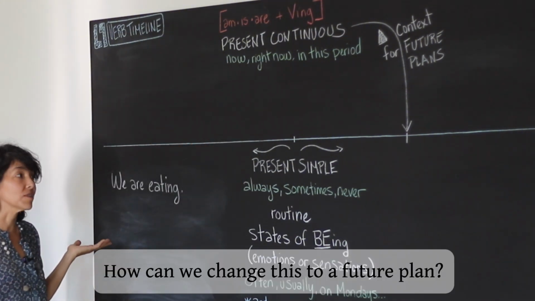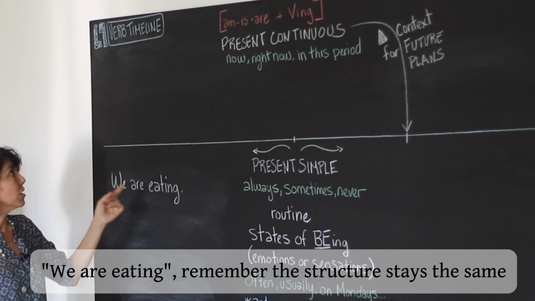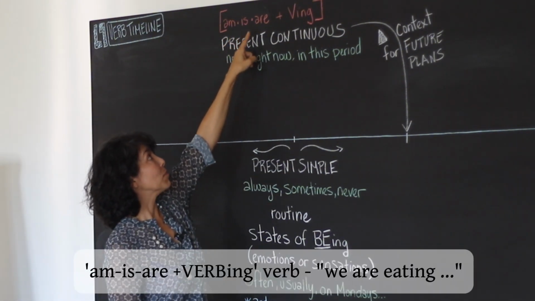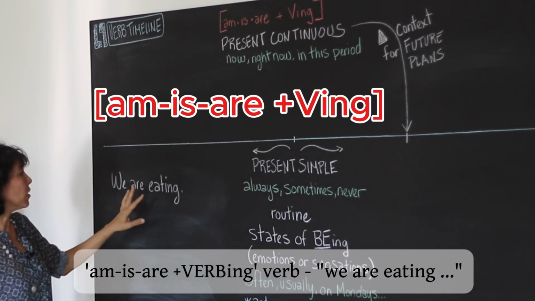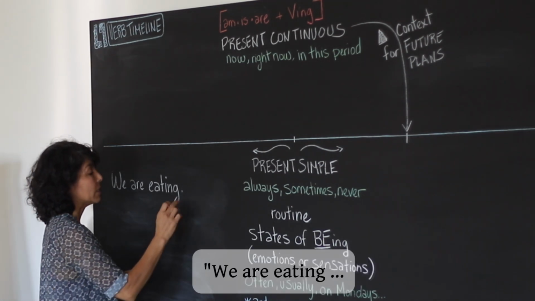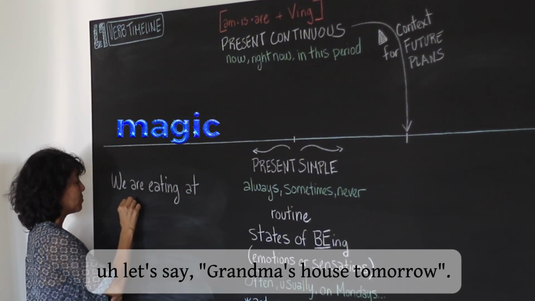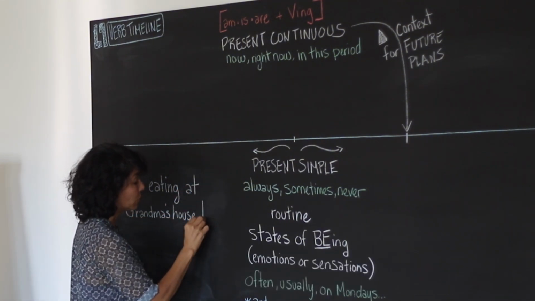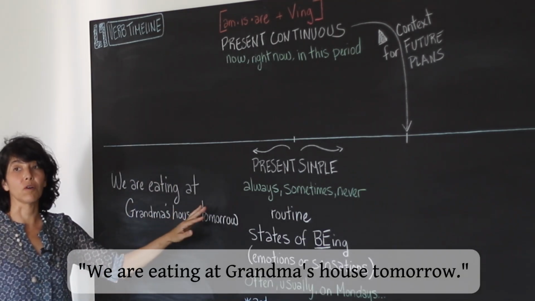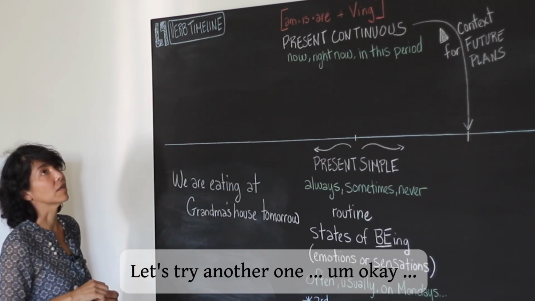How can we change this to a future plan? We are eating. Remember, the structure stays the same. Am, is, are, verb ing, we are eating. The magic is you can change the context like this. We are eating at, let's say, Grandma's house tomorrow. We are eating at Grandma's house tomorrow. Now it's future, all right? It's just magic. Let's try another one.